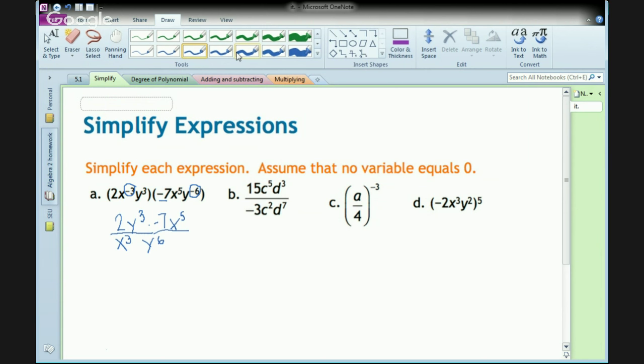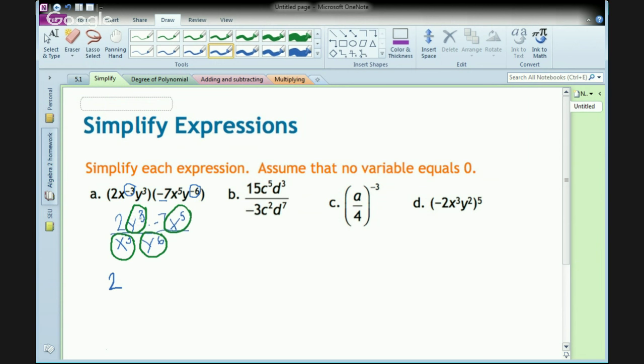The next issue that we have to face is that we have more than one of the same base, meaning I have a y here, and I have a y here. I have an x here, and I have an x over here. So I've got to simplify those. We could just start by subtraction. I'm going to leave the 2 alone.